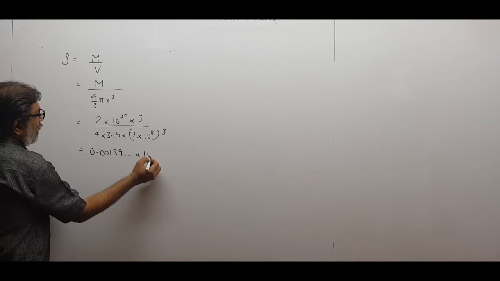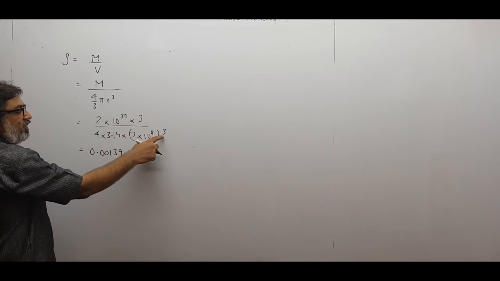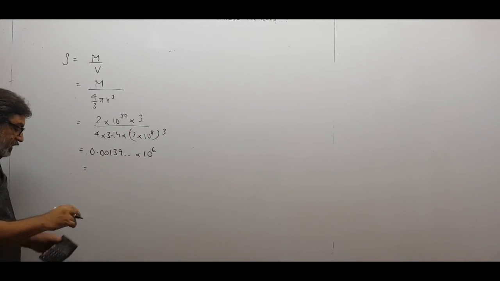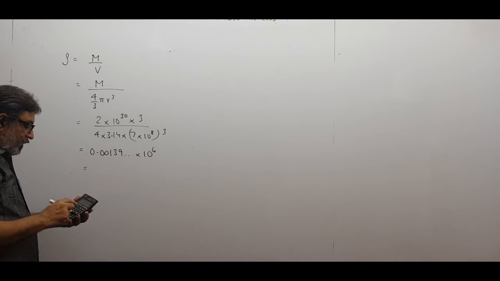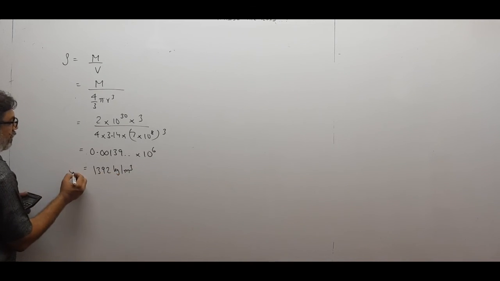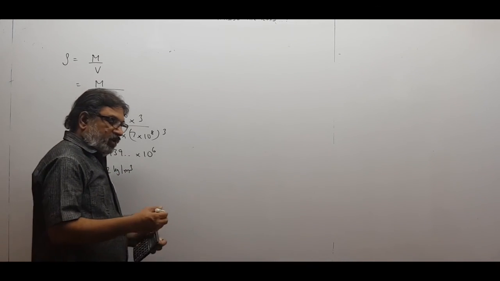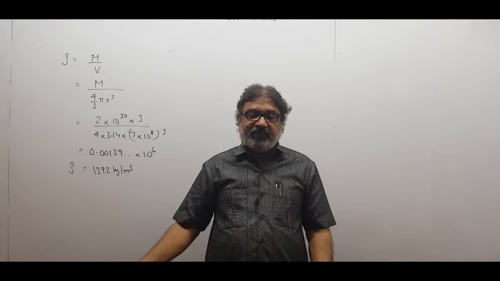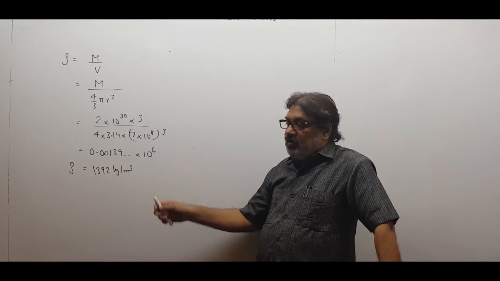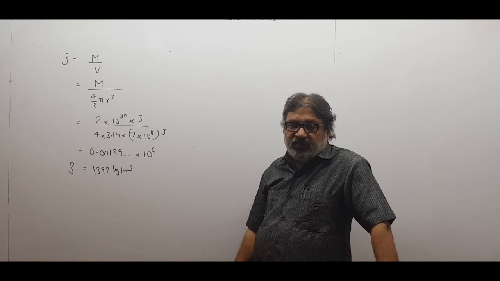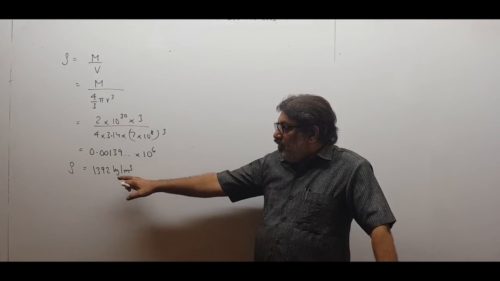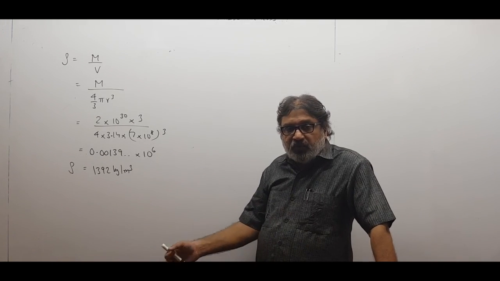0.00139 something into 10 raised to how much? This is 30 and this is 24, since 8 times 3 is 24. 30 minus 24, this is 6. So if I write it into 10 raised to 6, this comes out to be 1392 kg per meter cube density. Children, this is the density of solids, not even of gases. 1400 kg per meter cube. This is the density of solids and sometimes of liquids also, because water has density 1000 kg per meter cube. So almost the density of water, somewhat more than that.